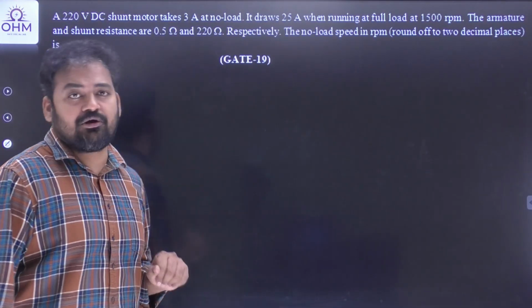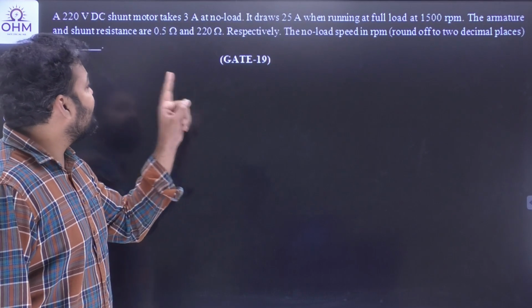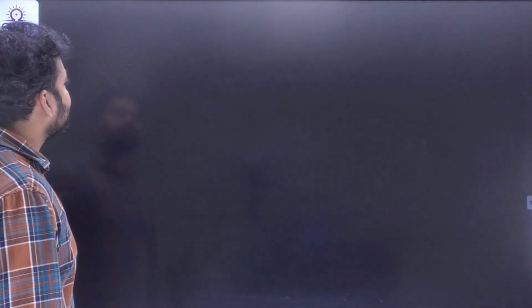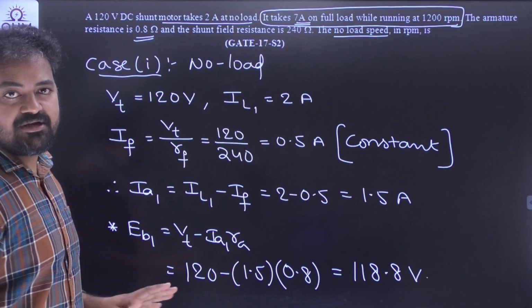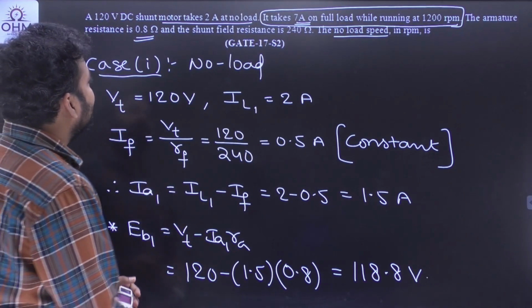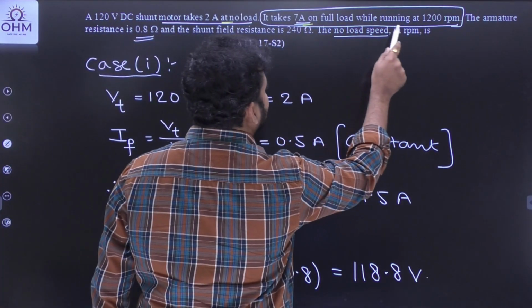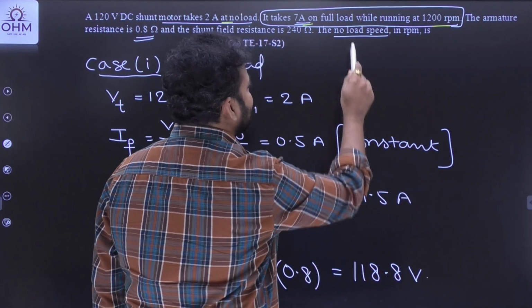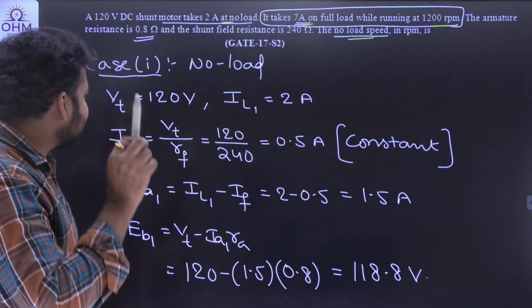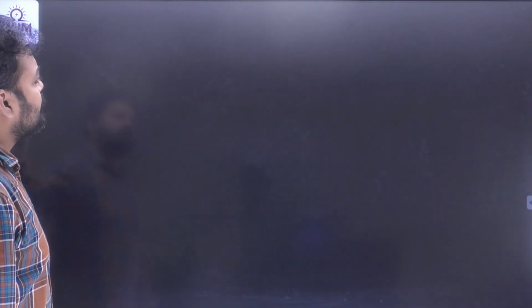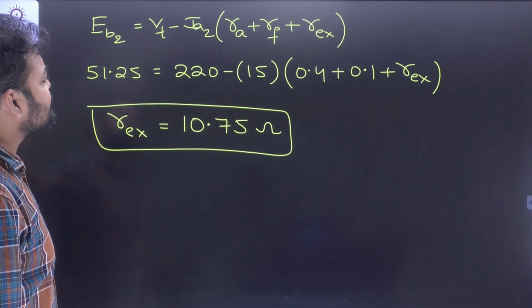I am not going to solve this question. Why? Because we already have a similar question. I will show you. Yes, same question. See that. A DC shunt motor, no load current was given, full load current was given, full load speed was given. We are asked to find the no load speed. The same model is repeated in GATE 2019 also, only the numbers were modified.